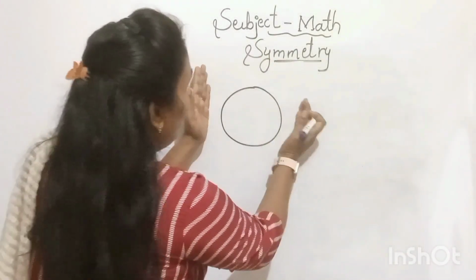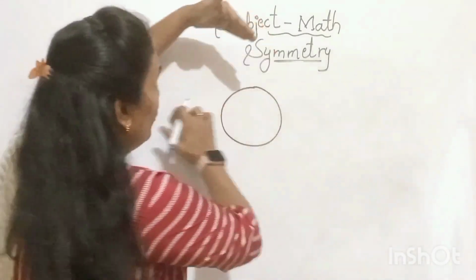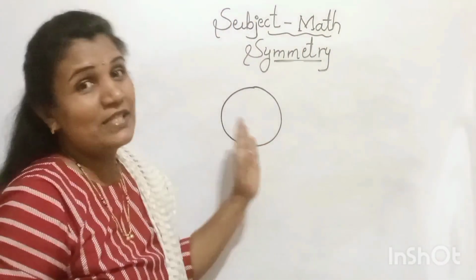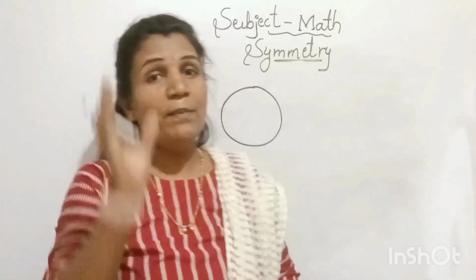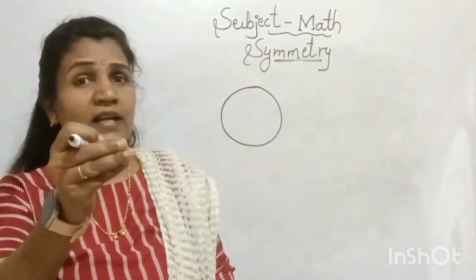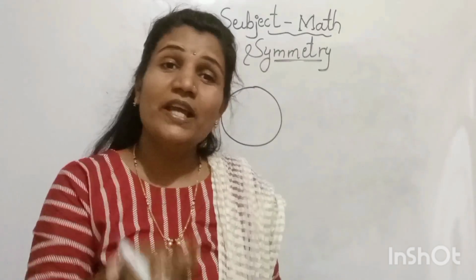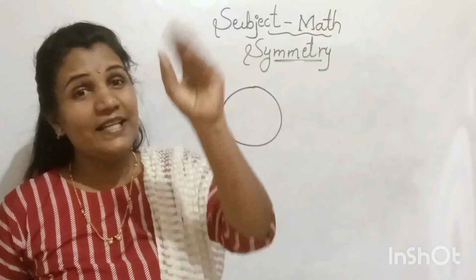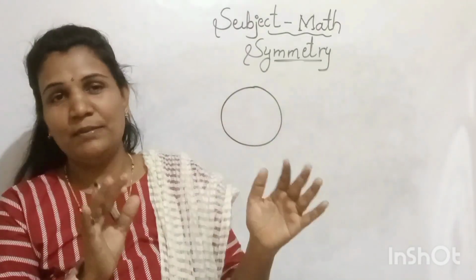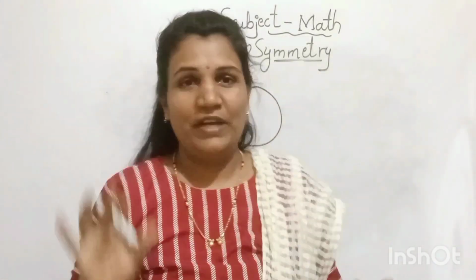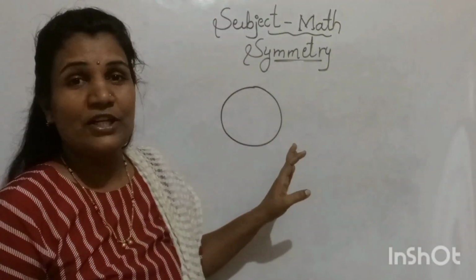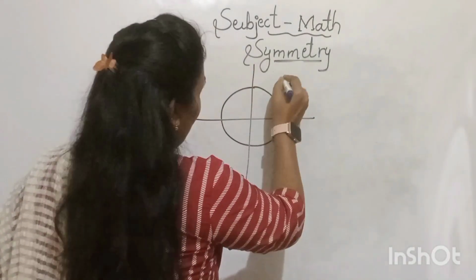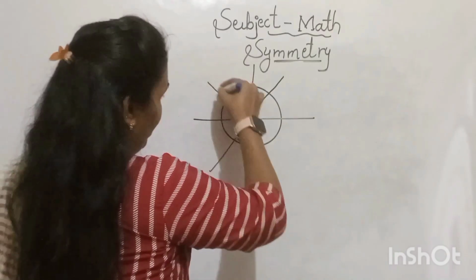See here, if I fold vertically it will superimpose, and horizontally it will superimpose, diagonally also it will superimpose. So the circle has infinite rotational symmetry and infinite lines of symmetry. Both the rotational symmetry of order infinite, and reflection symmetry also infinite. We can take as many as we want, that many times we can take this.